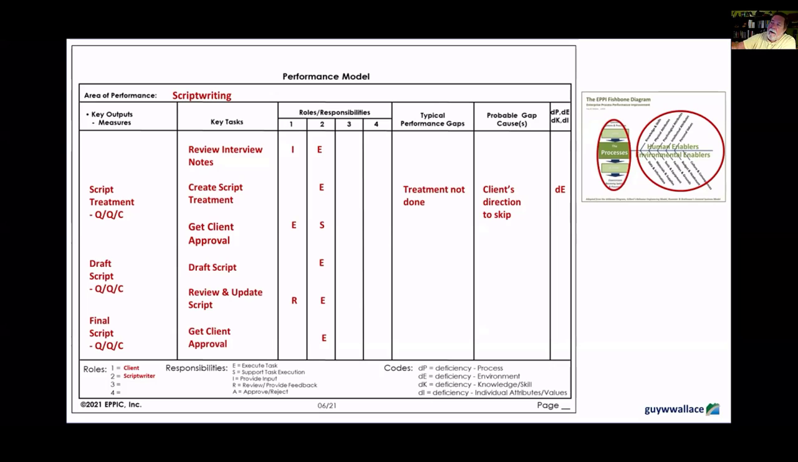The Ishikawa diagram was much simpler than this. It said there's a process box and there's men, materials, methods, and machines. That was the Ishikawa diagram from the 1950s. Not very politically correct with the men word in there, but that's what it was back in Japan, back in those days. And that's what I saw at Motorola when I was there in '81.